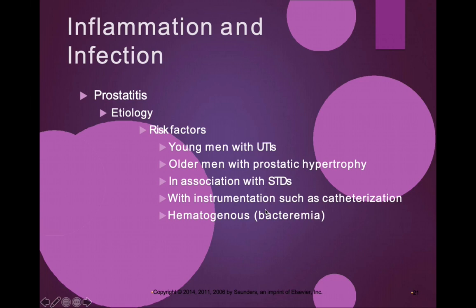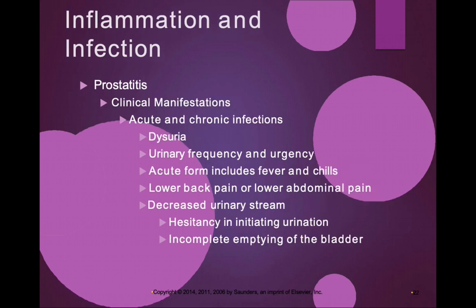Some of the risk factors for prostatitis, it can occur in young men with recurrent urinary tract infections. It can happen in older men with prostatic hypertrophy. It is also associated with some sexually transmitted diseases, which we will talk about in this topic. Sometimes it can be a complication when instrumentation is being used, such as catheterization. And bacteremia can also be a risk factor.